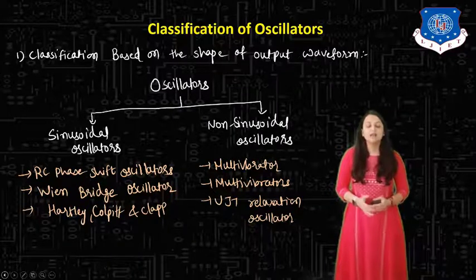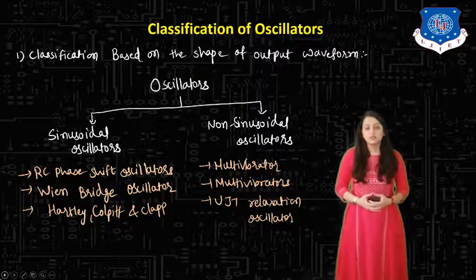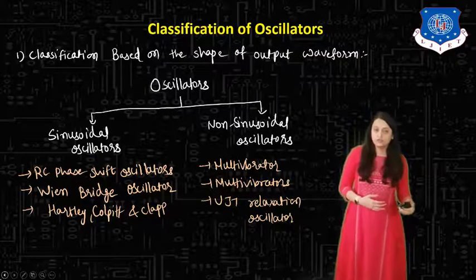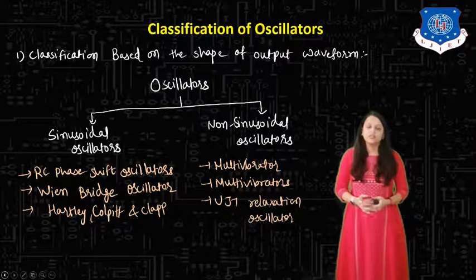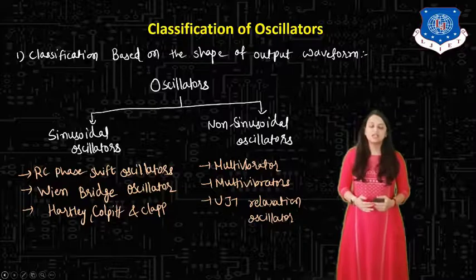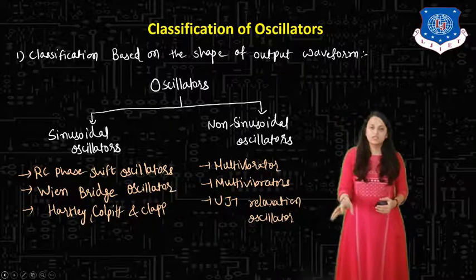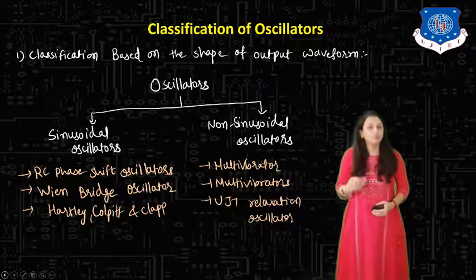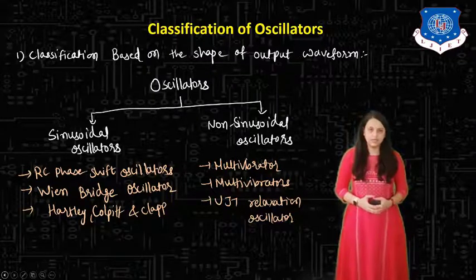Now let us see the classification of oscillators. There are various oscillators available according to the components used or according to the output waveform they produce. Based on these different parameters, let us see the classification of oscillators now. We have seen the oscillator concept, what oscillators are. Then we have seen the concept behind oscillators, that means the concept of positive feedback. Now we are moving to the classification of oscillators.